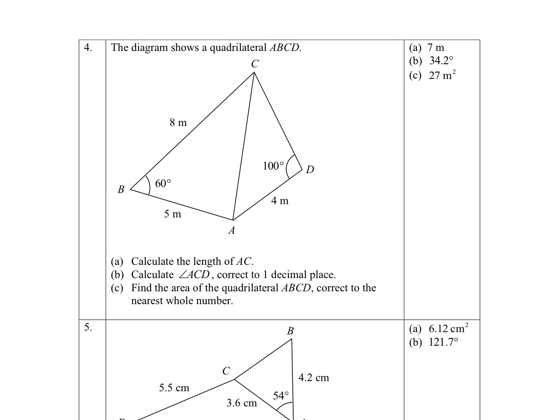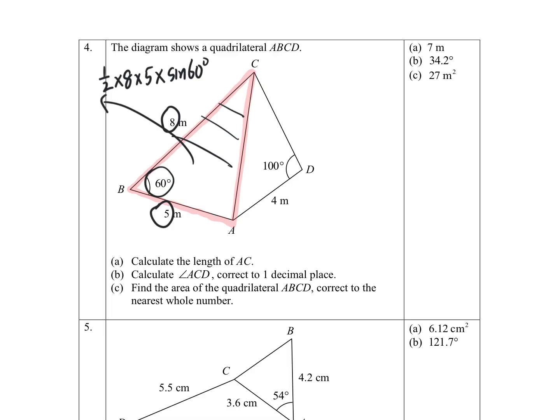I want to find the area of the quadrilateral ABCD. So you can find them by dividing this into 2. Find this one first. So this one you can find by half AB times sine of the angle in between them. So this is for area ABC. I need to find area ACD also. So this one.